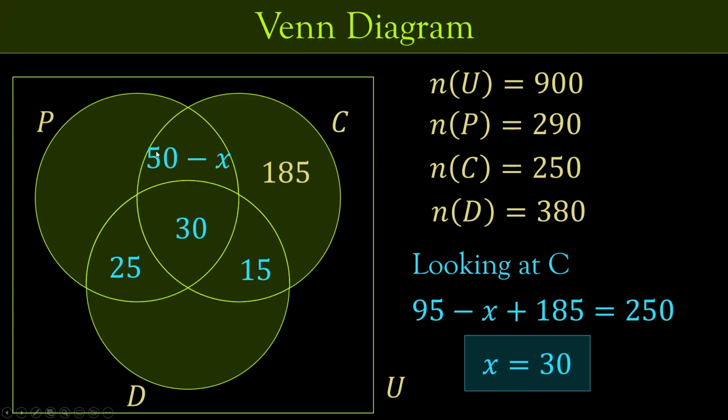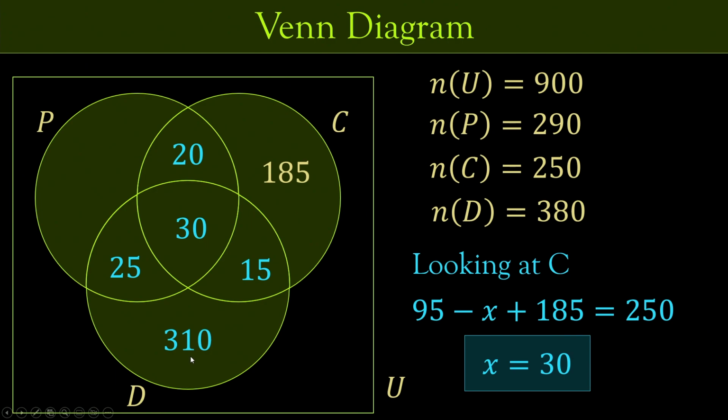My x is 30, so 50 minus 30 gives me 20. That tells me that that region there is 20. Okay? That's very good. Because we've done that, because we have these values, it is now possible to find those who study only high blood pressure and those who study only diabetes. Okay, so let's do that.